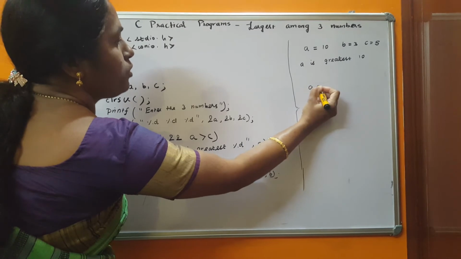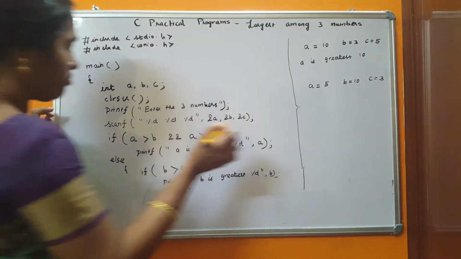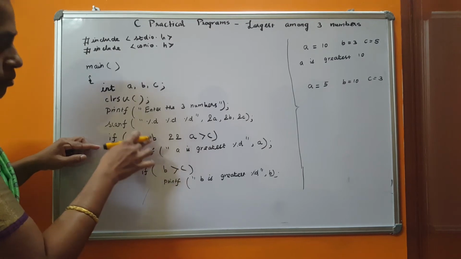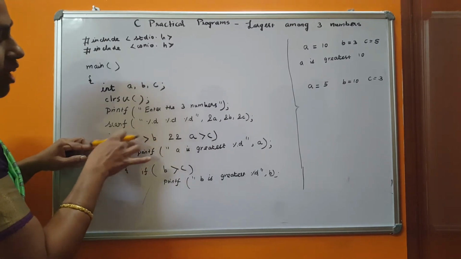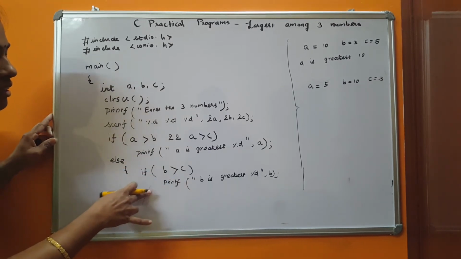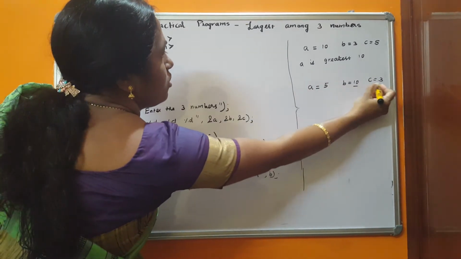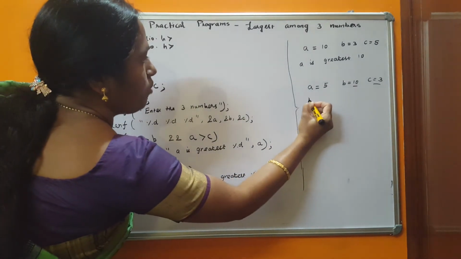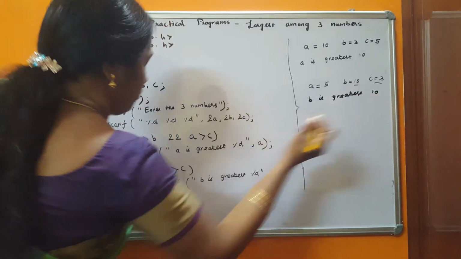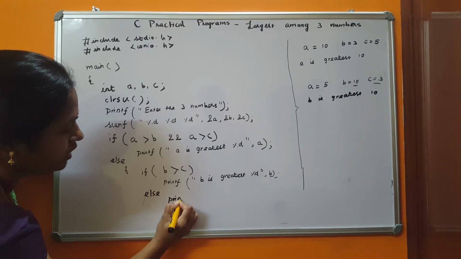For example, if the input is a 5, b 10, c equal to 3. First we check the condition a greater than b. The a value is 5, 5 greater than 10. This condition is false. So it goes to the else block, if b greater than c. Now the b value is 10, which is greater than the c value. So it displays this message: b is greatest 10. If this condition is also false, surely c is the greatest value.